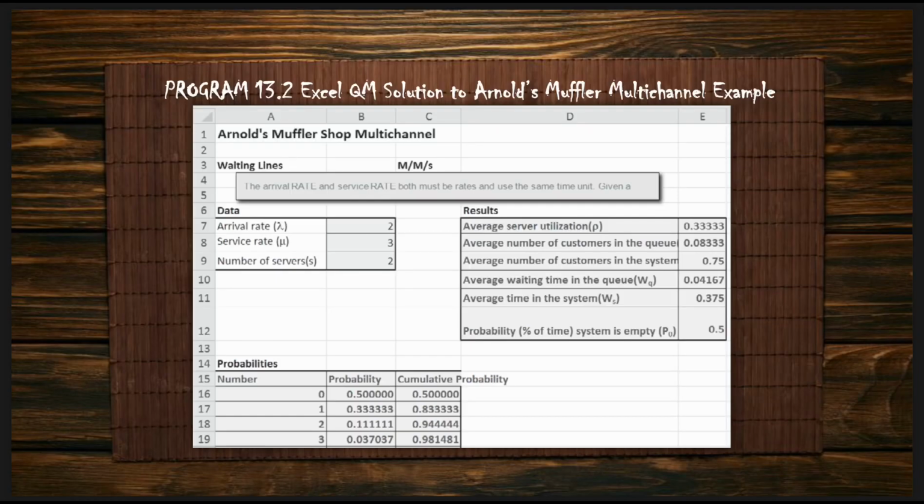So using the Excel QM, this is the solution or the steps to solve the problem in Excel QM.